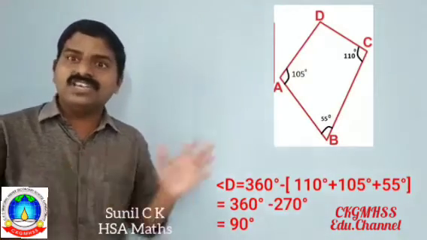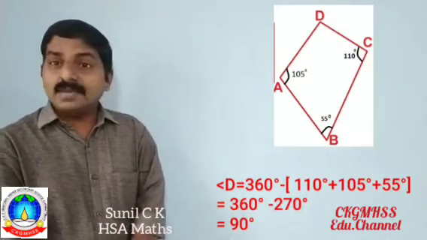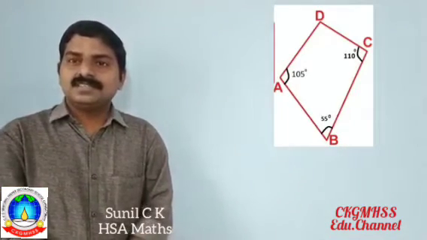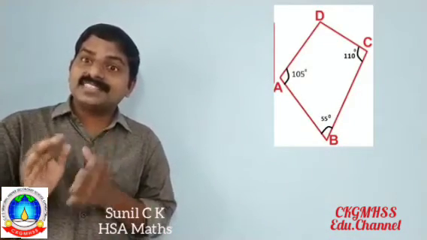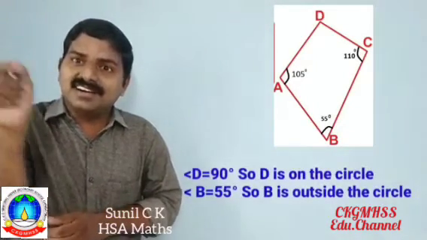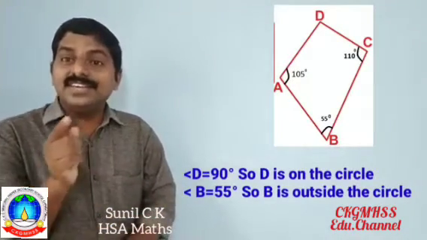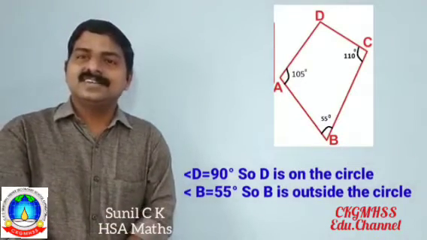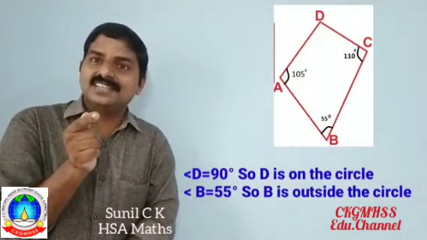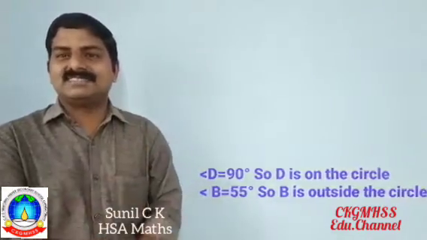Now, we have all the angles. Then take the circle with the diameter as AC. Then D is on the circle. Reason, angle D equal to 90 degrees. Therefore, D is on the circle. What about the last vertex B? Its measure is 55 degrees. That is less than 90 degrees. So, B is outside the circle.